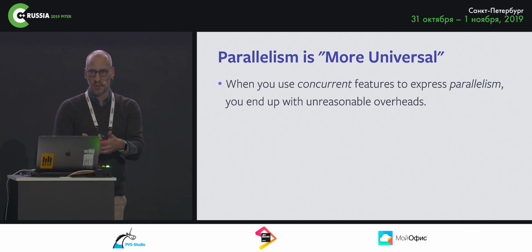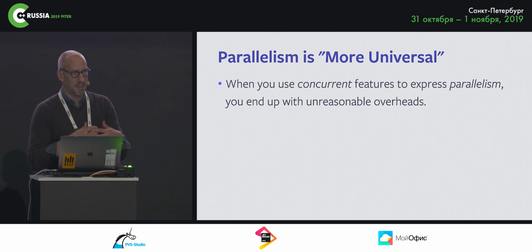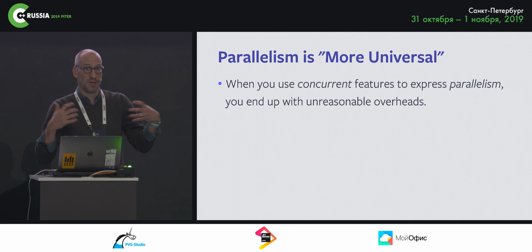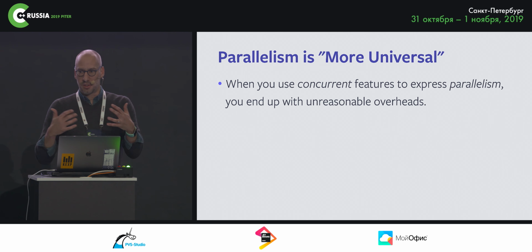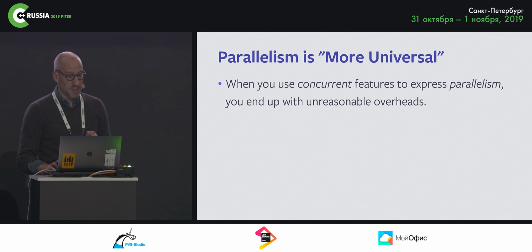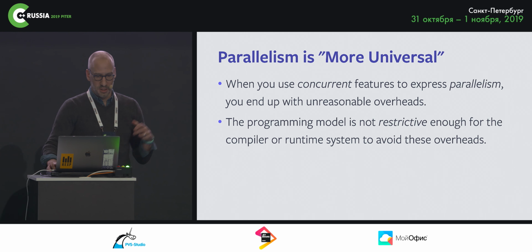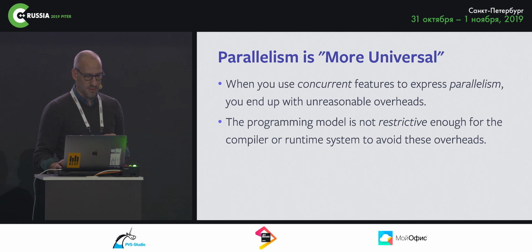Right? So the scheduler cannot make the same choices about reordering things because it doesn't know that actually there's no interdependencies and it could be doing something smarter. It's because the programming model is not restrictive enough.